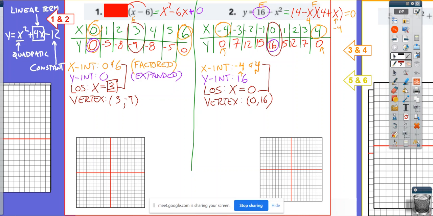All right, so are there questions about the connection between the equations and the important parts of a parabola? Because this is the time to ask. Okay. Yes? I have a question. You said that the something about the LOS and how does that correlate with the y-intercept?